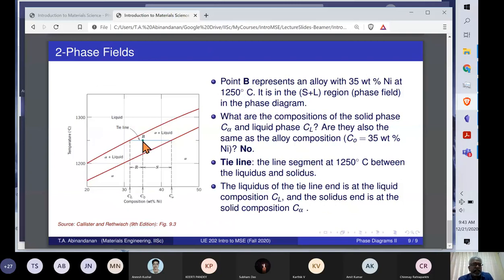Okay, so again, focusing on one region, alloys containing 20 to 50% nickel. If you focus on the liquid plus solid region, the alloy here is noted with C sub zero, and from the scale, we see that it is about 35% nickel. If you take it to this temperature, which is 1250 degrees Celsius, then you realize that it is obviously in the two-phase region. Do the two phases, alpha and liquid, have the same composition as the original alloy itself? And the answer is no.